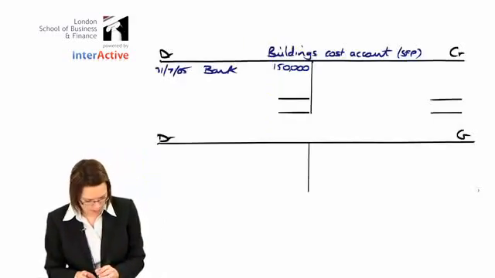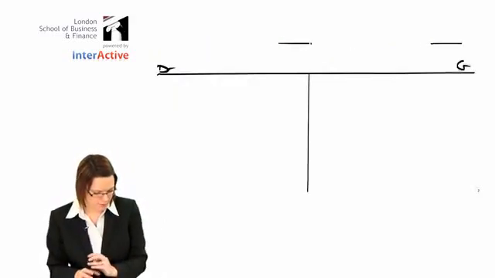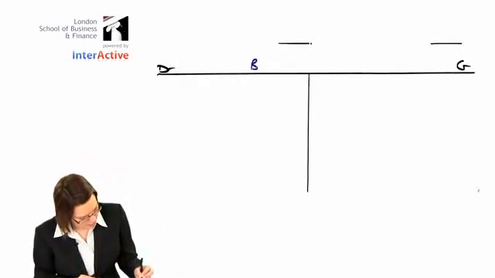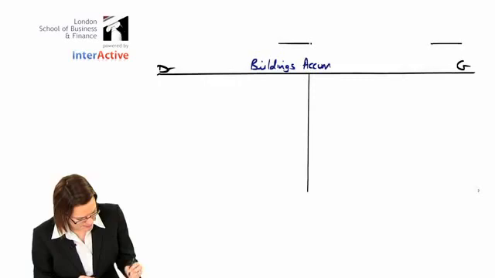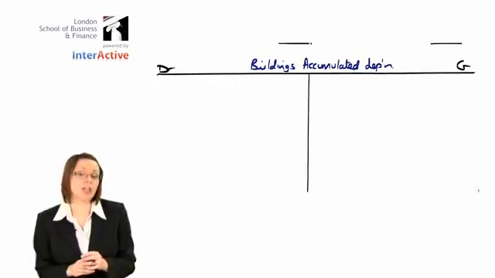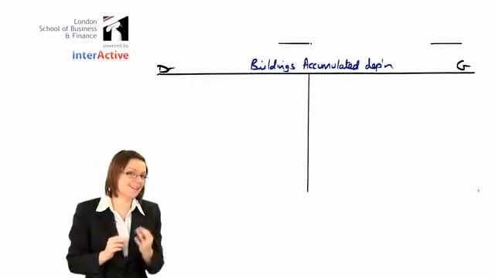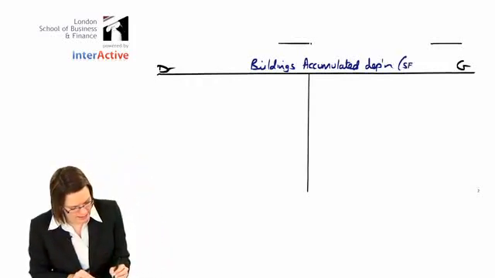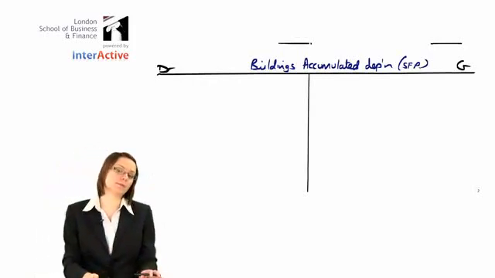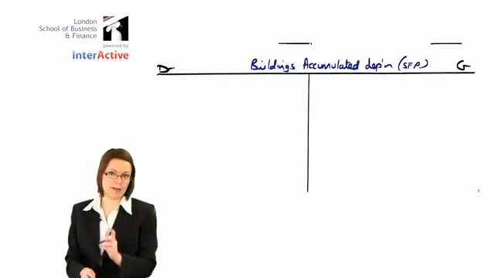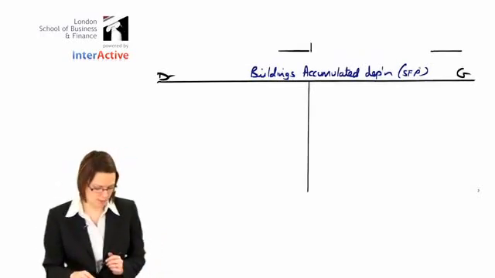So, we now need to open up another account, make this one fairly big, and we're going to call this Buildings Accumulated Depreciation Account. And remember, the accumulated depreciation column is in the SFP. So again, that is an SFP account. And we said we were going to debit depreciation expense. The credit will go to accumulated depreciation.